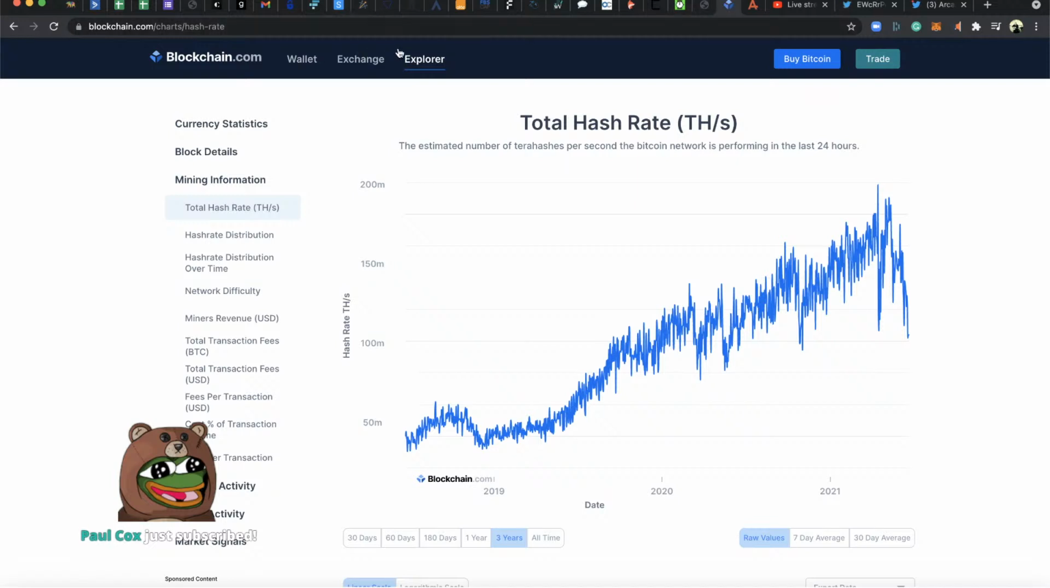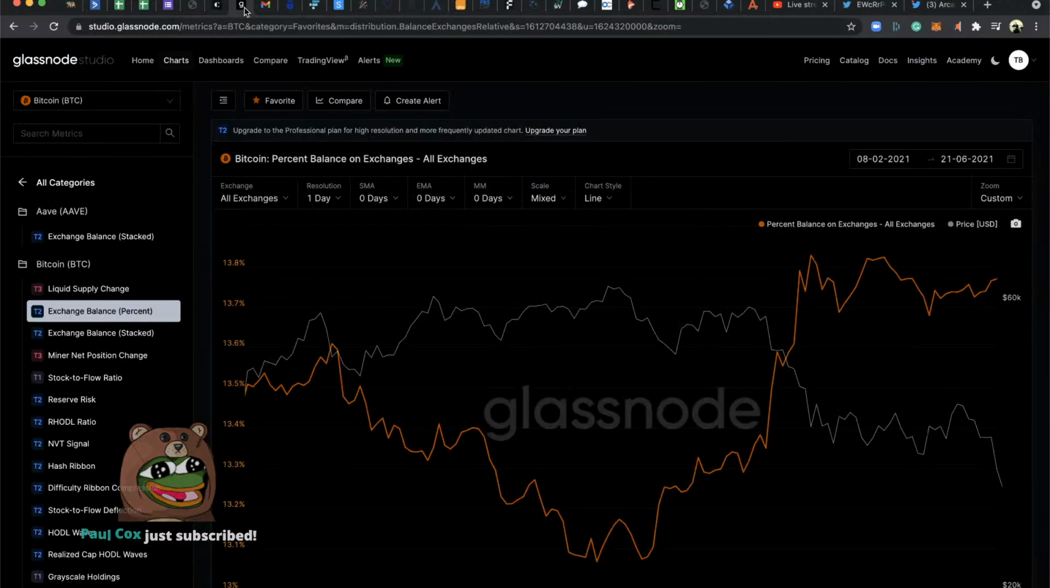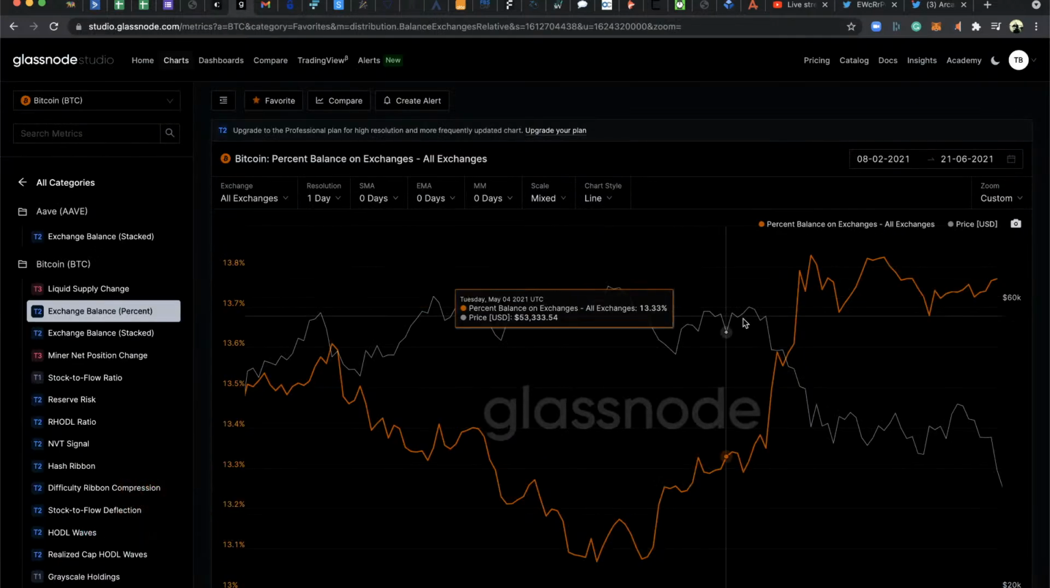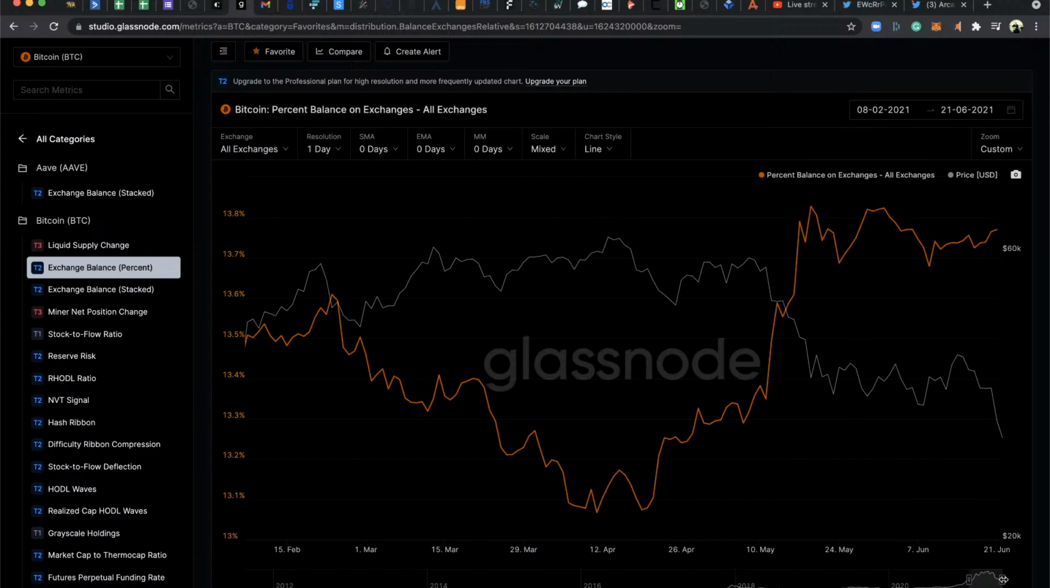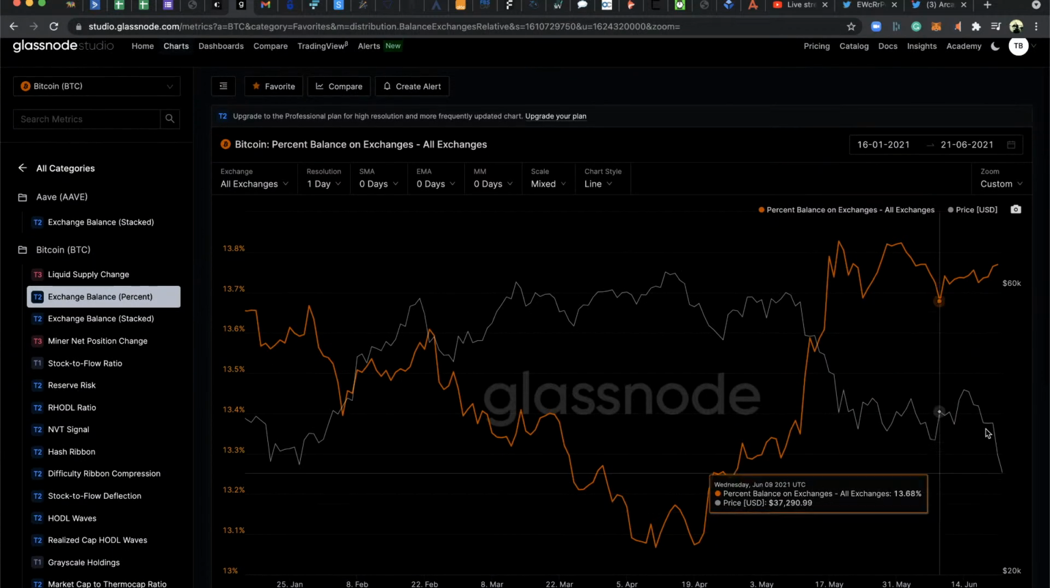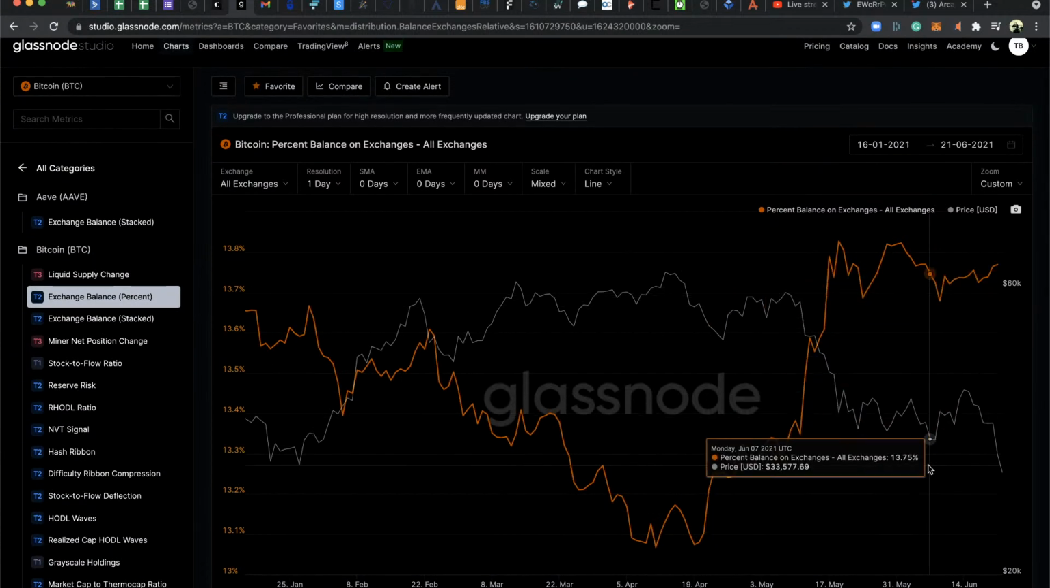What's this next one? And there was one more I wanted to go over. Where was it? Oh yeah, Glassnode. So here's some Glassnode data. Really interesting to see that the amount of supply on the open market has not actually increased all that much, yet we're still seeing a dramatic price drop.